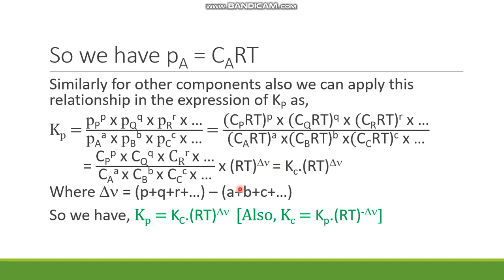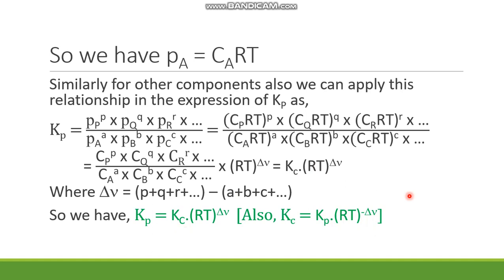So delta nu is the difference of the number of moles of the products and the number of moles of the reactants. That means p plus q plus r, small letters, minus within bracket a plus b plus c, and so on. So we have the expression here in terms of concentration, and this is nothing but the expression of Kc. So Kp equals Kc into RT whole to the power delta nu. This is the relationship between Kp and Kc. If you reverse this order, you can also write Kc equals Kp into RT whole to the power minus delta nu. So this is one relationship.